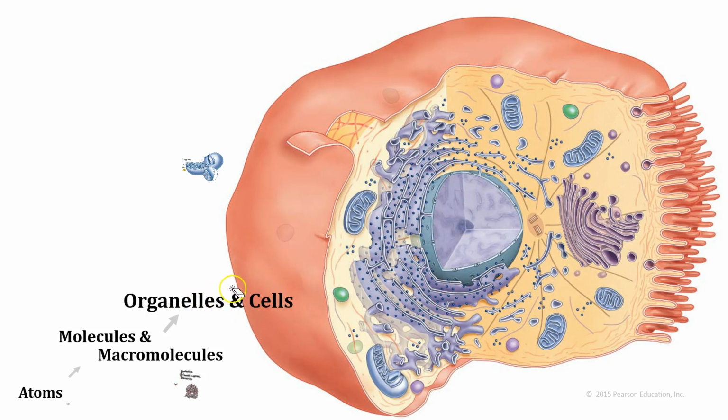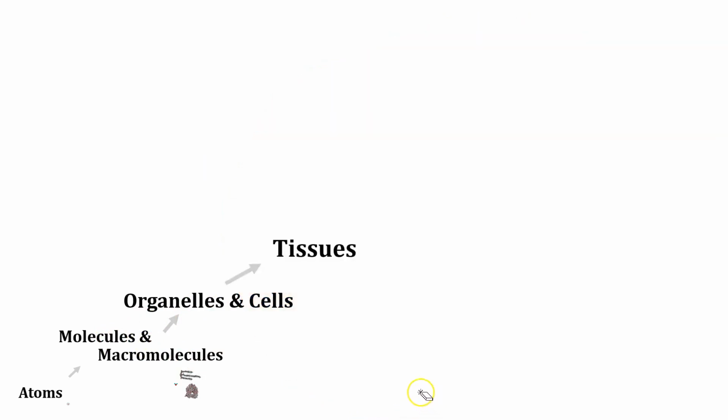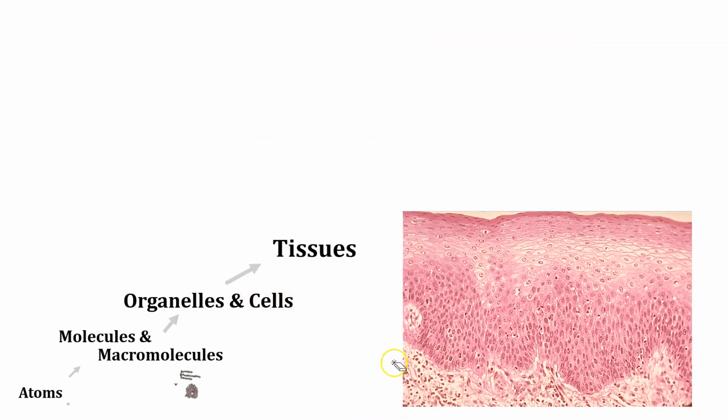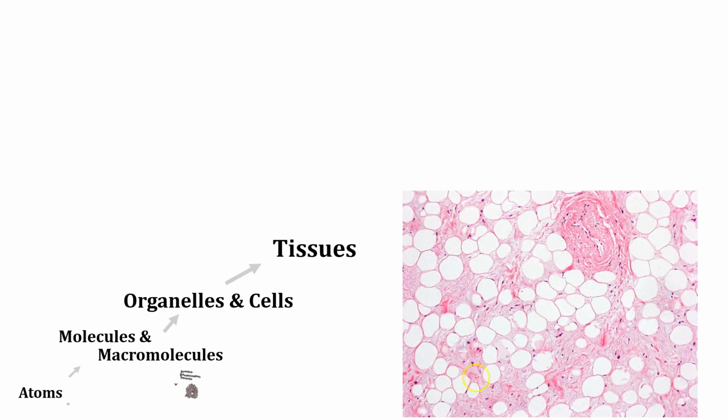If they're prokaryotic, they don't have organelles. But in either case, all of the stuff inside of a cell is made up of molecules and macromolecules. If you put a bunch of cells together, it forms a tissue. So an example of this would be like this is skin tissue, and all of these cells are called epithelial cells. They're a certain type of cell, and when you have a bunch of similar typed cells together, it forms a tissue. Another example would be this is fat tissue.